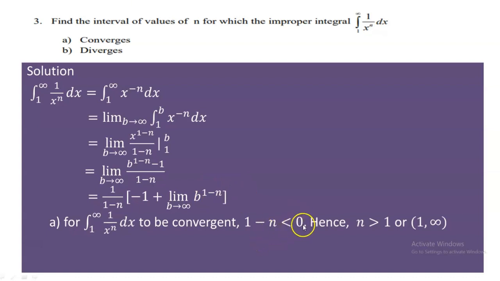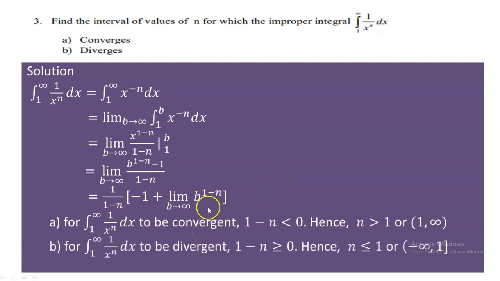So if 1 minus n is less than 0, that is to say n greater than 1, then from 1 to infinity the improper integral is going to be convergent. Otherwise, if 1 minus n is positive or equal to 0, it will be divergent. The reason is, if 1 minus n is positive, b to a positive power goes to infinity, and because of this the improper integral will be divergent. Hence the intervals are this.